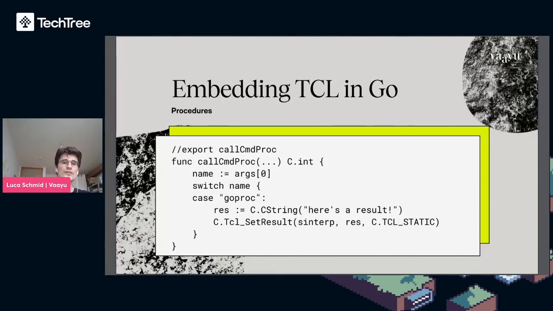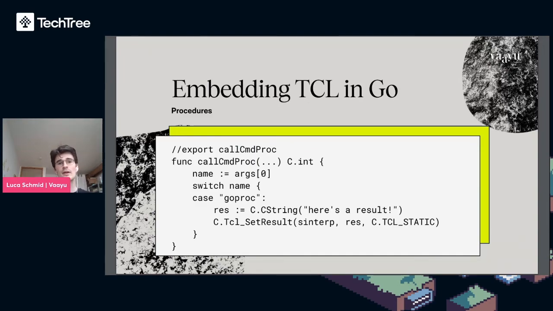And the way that we do this, given the way the Tickle API is designed, is that we define a generic call command proc Go function. This is exported here, so it's available to CGO. It then gets all the arguments to the procedure, the first argument always being the name of the procedure. And that is how you can recognize which procedure has been called.